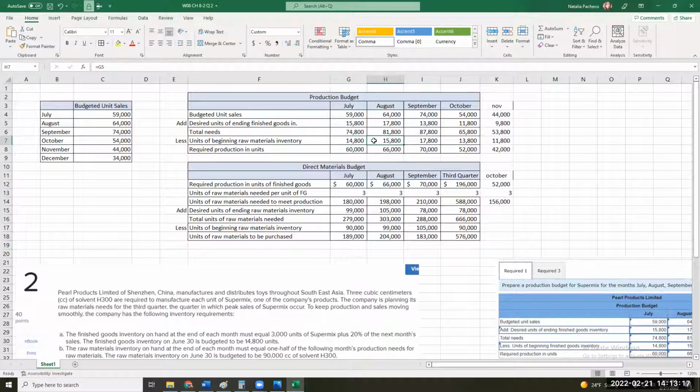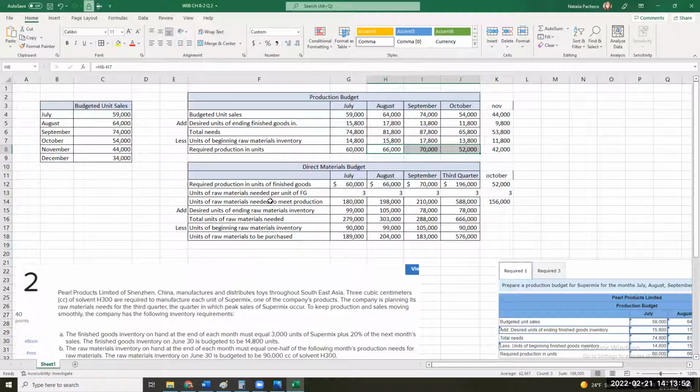And then for August, we're going to use the same number as the desired units of ending finished goods inventory from July, because this is what we're budgeting to finish with in July. So it's going to be the same number. Same for September, and you see it's the same for October. So the required production in units is just going to be the total needs minus the beginning inventory that you already have. Just like that.